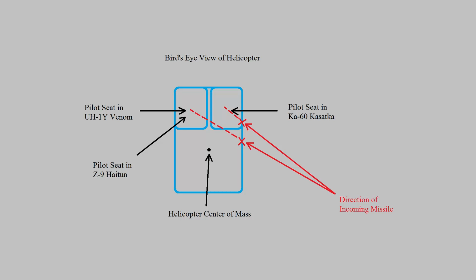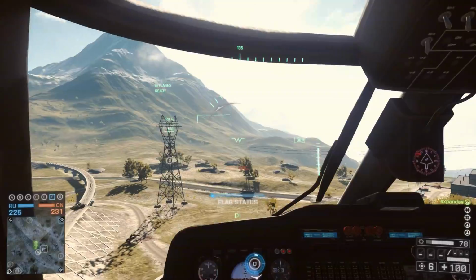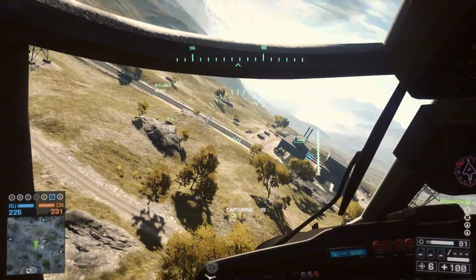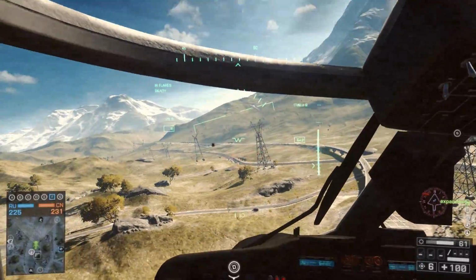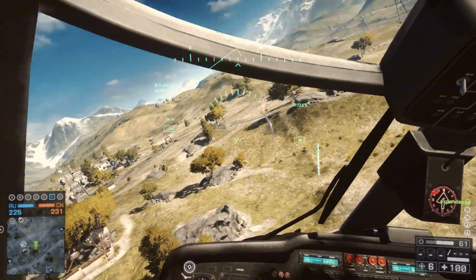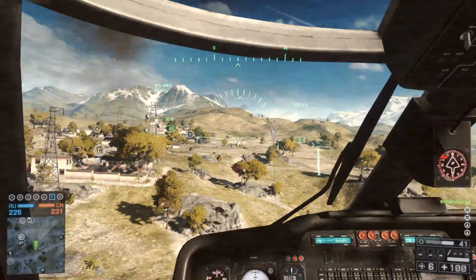Just make sure your designated gunner also knows this so he's on the right side. You can apply the same lessons that I talked about in this video with the other types of helicopters, but keep in mind that the execution is going to be a little bit different because of the different positioning of the pilot seats and the center of mass.